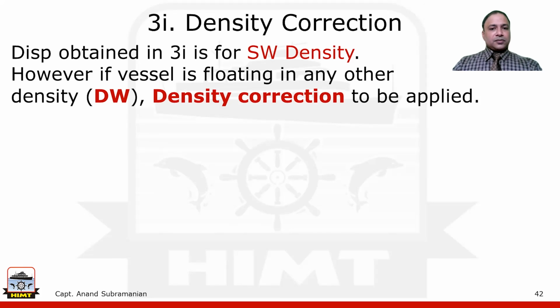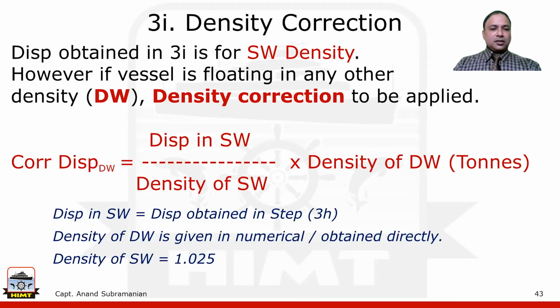If the ship is floating in any other density, like dock water, we have to apply the density correction. The density correction is very simple. The corrected displacement of the ship, that is the final actual displacement, is the displacement in salt water divided by the density of the salt water and the whole thing multiplied by the density of the dock water. Most of the time you will get confused about whether the density of the dock water goes in the denominator or the numerator.